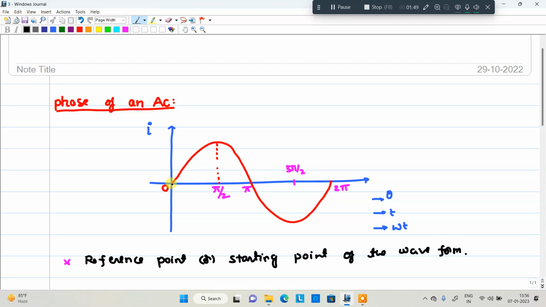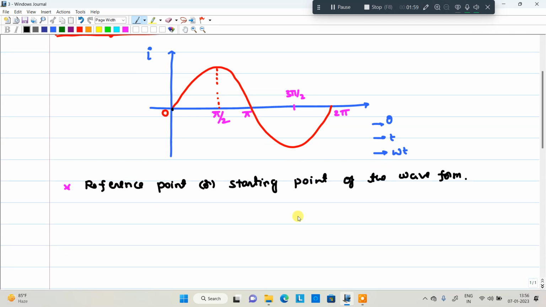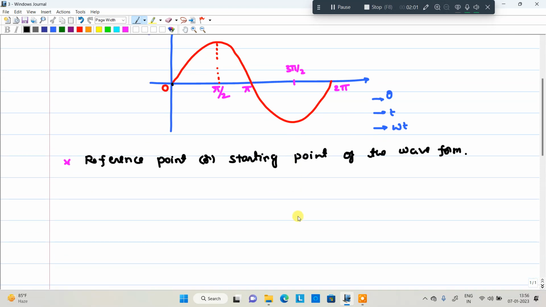So here the phase is starting from where? 0. So 0 degrees, it is a phase angle. The phase is starting from 0. That is a reference for this particular waveform. Okay, clear? So in that case, we'll discuss the 3 points here.